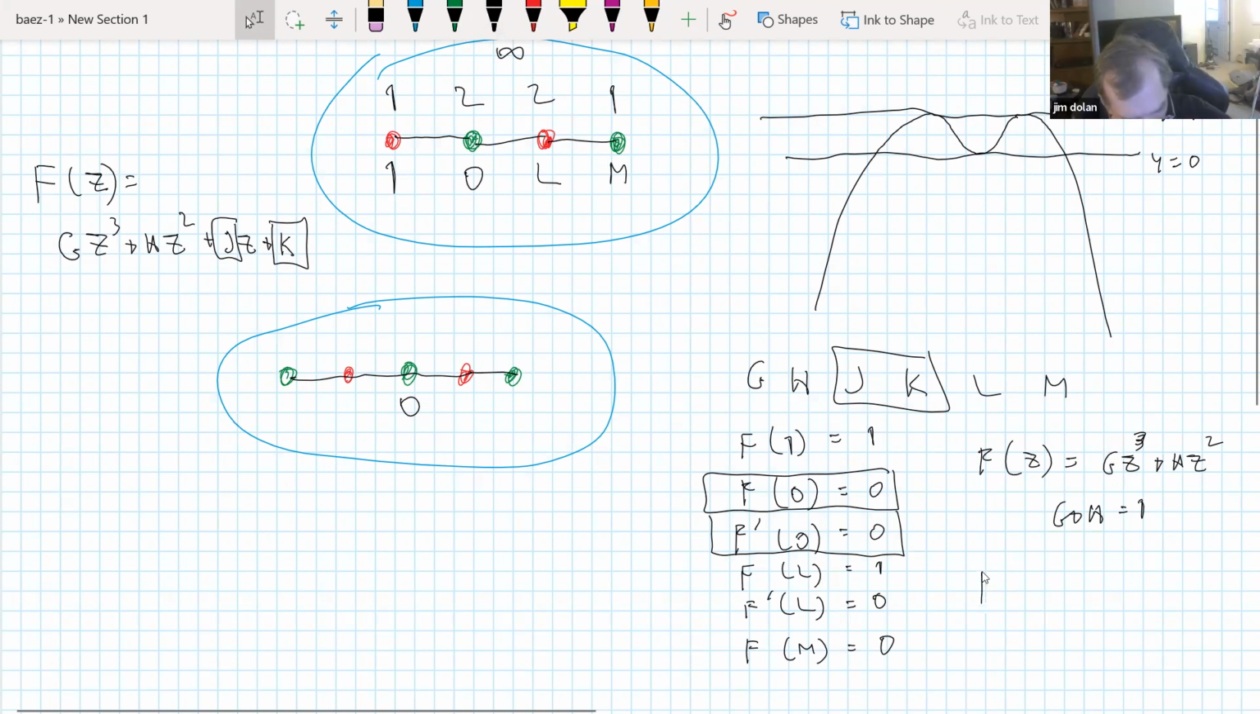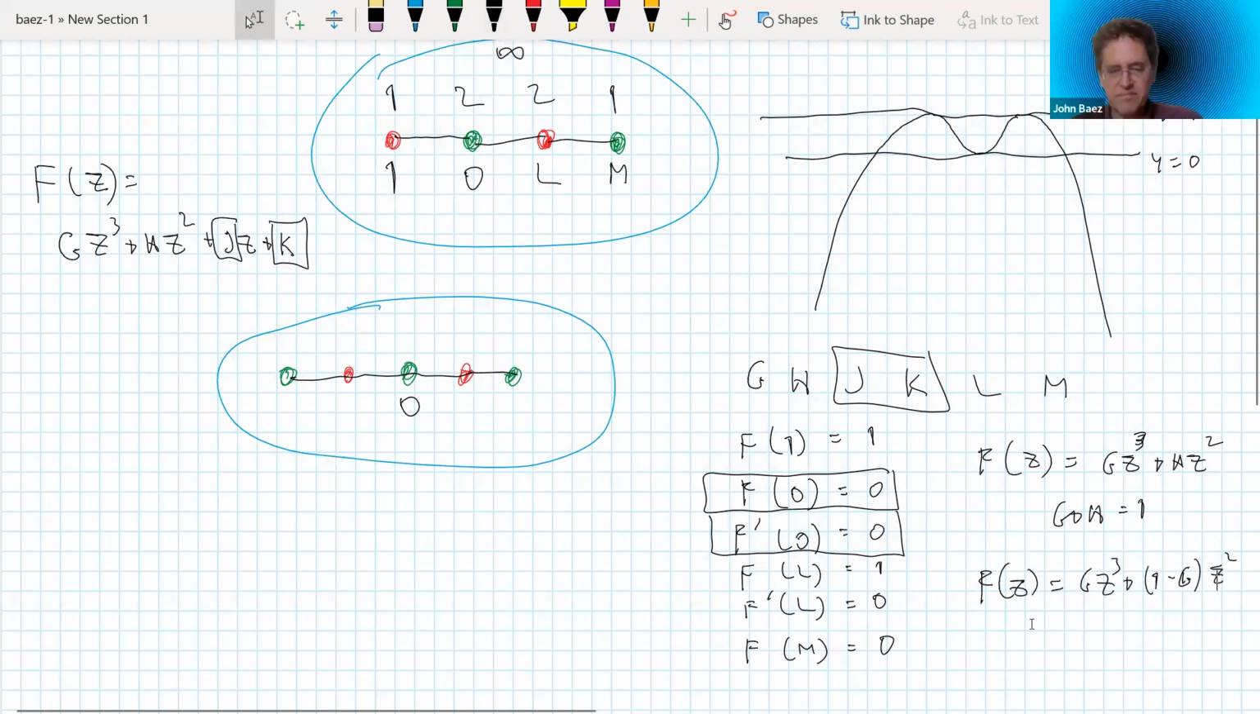So we've got f of z equals gz cubed plus 1 minus h... no, 1 minus g z squared. Is that right? Which is equal to what? G... I mean, it's equal to itself, but plus z squared minus gz squared, something like that. Okay, does that help?